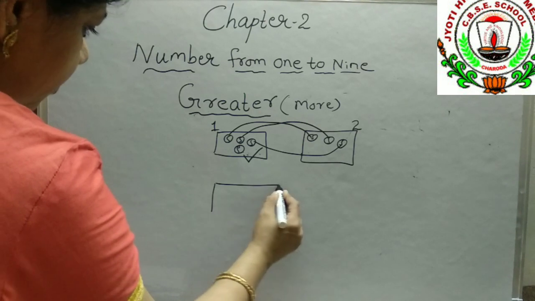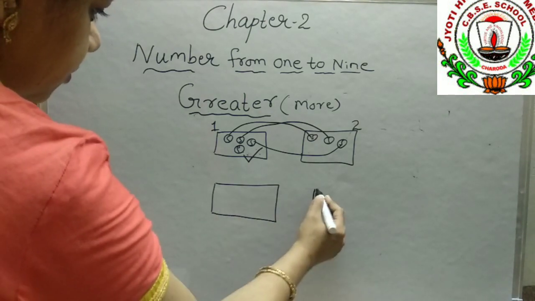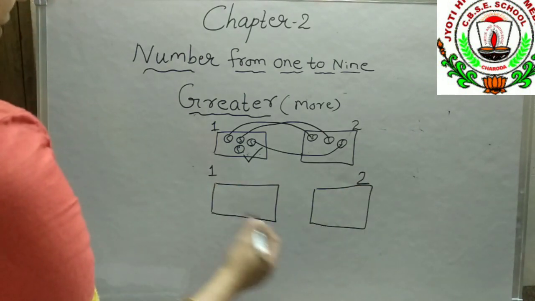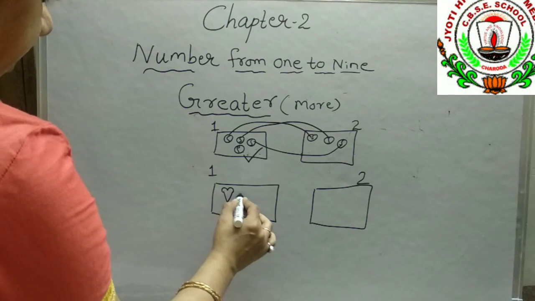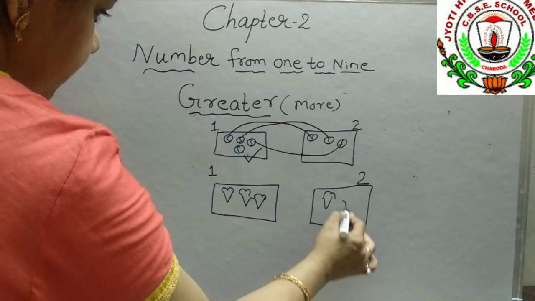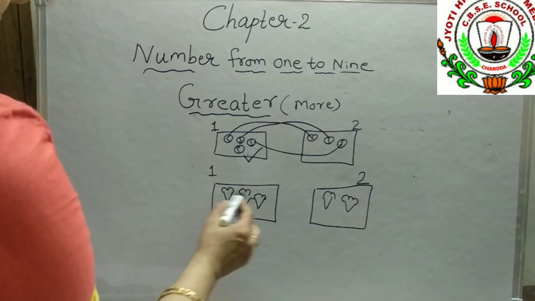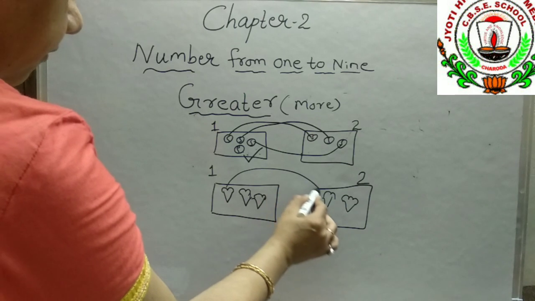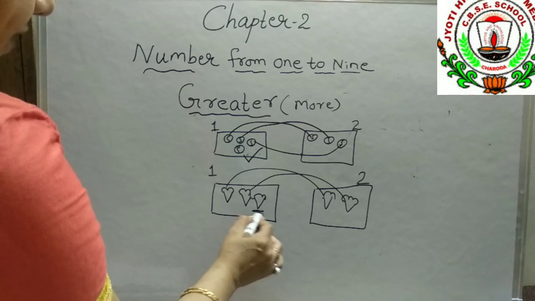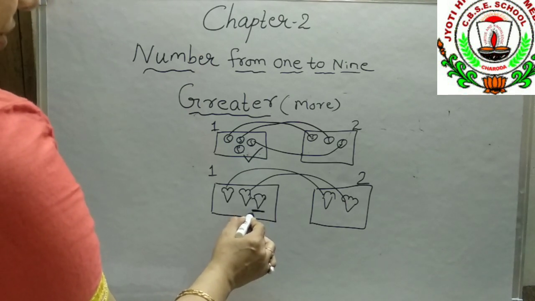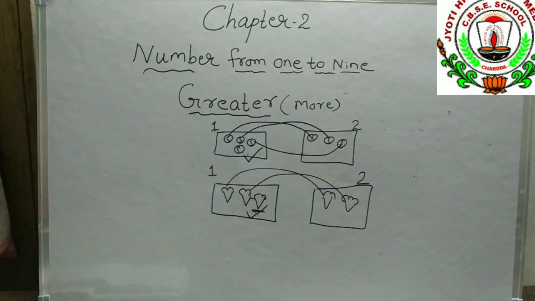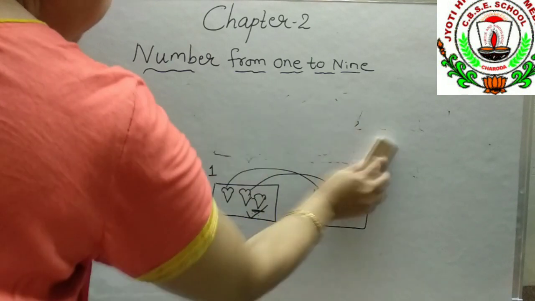I am taking one more example. Suppose this is one box and this is another box. This is box number 1 and this is box number 2. In this I am making some ice cream. So we will compare which box has more ice cream. So this is 1, 1. Again 2, 2. Now in which box is ice cream remaining? In the first box. So the first box has more ice cream. This is greater.